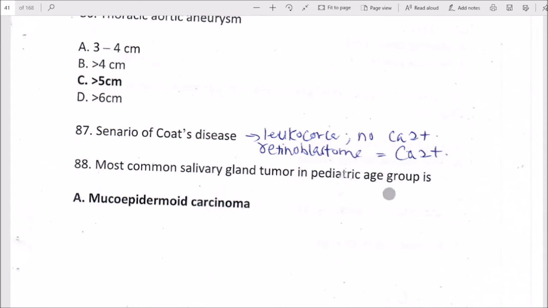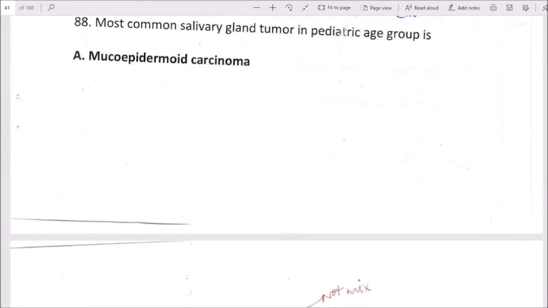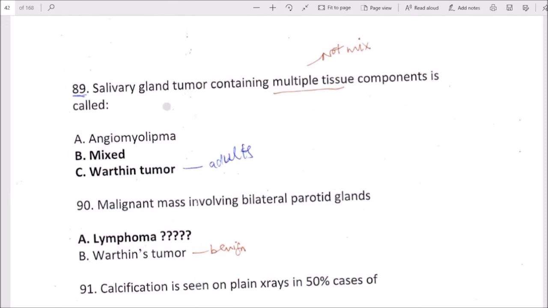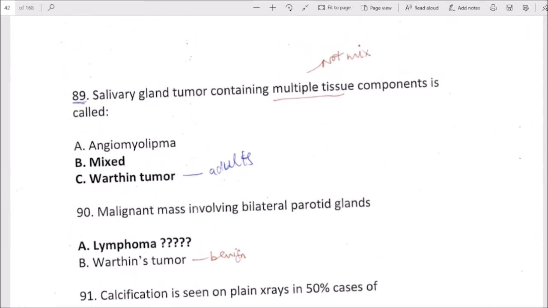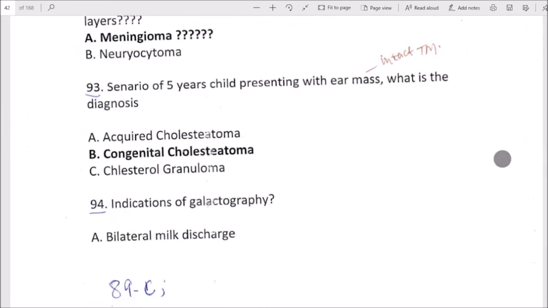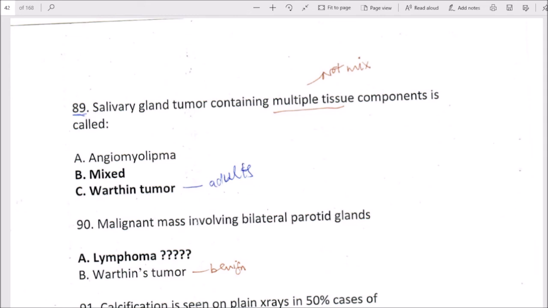88. Most common salivary gland tumor in pediatric age group is mucoepidermoid carcinoma. In adults it is pleomorphic adenoma. 89. Salivary gland tumor containing multiple tissue components is called pleomorphic adenoma. It is seen in adults. When they say multiple tissue components, it means pleomorphic adenoma. It does not mean mixed.